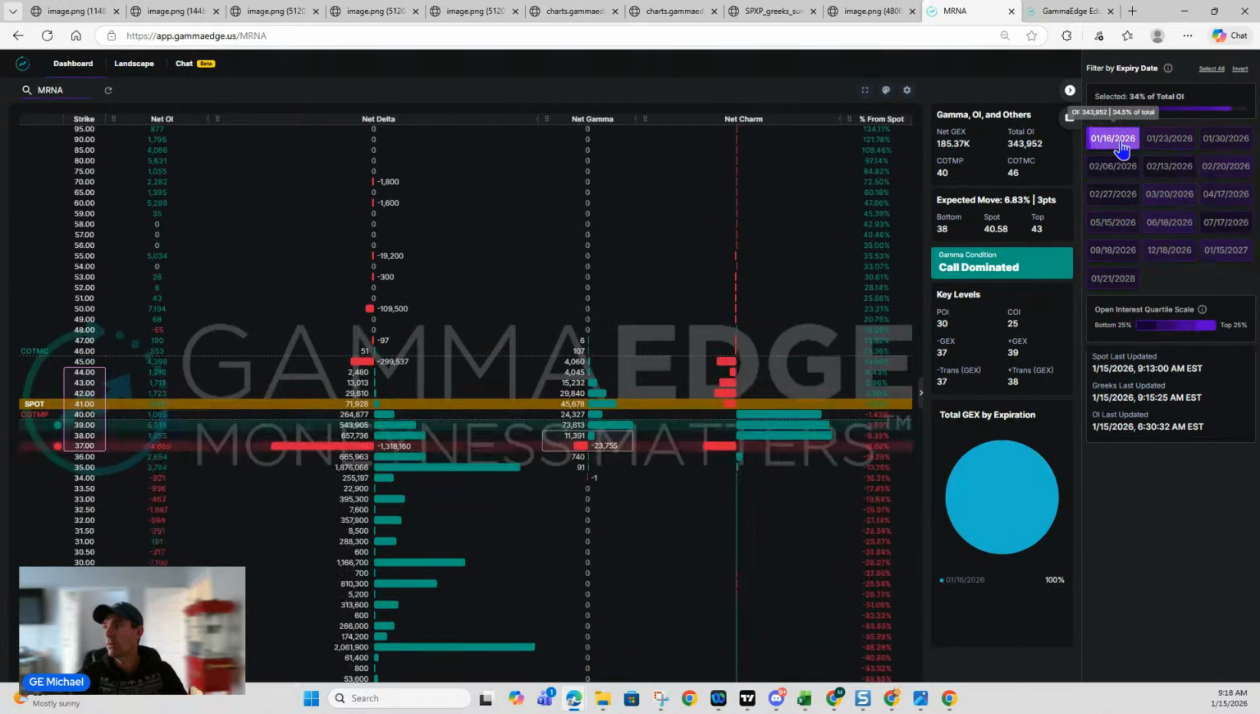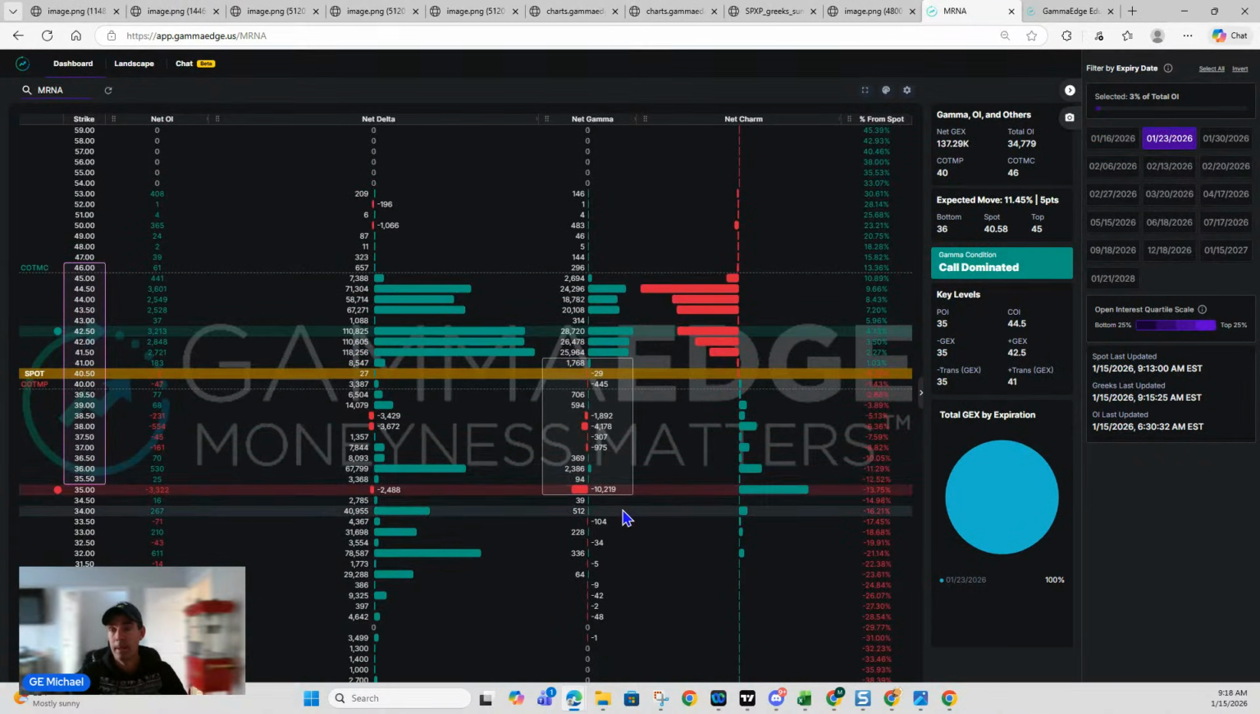mRNA, let's look at this Friday's expiry. Call dominated, above and below spot price. You're above transition. Not much speculation to the upside. You're actually above PGEX, so I'd look for a pullback on that. Next Friday's expiry, 42.50 to the upside. You see significant calls there, so it looks good to the upside. 42.50 on mRNA.